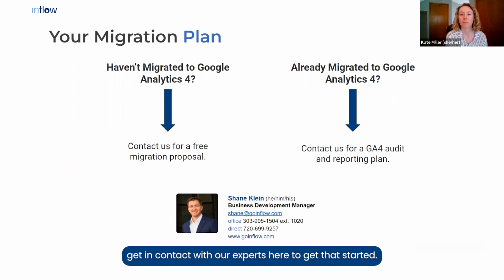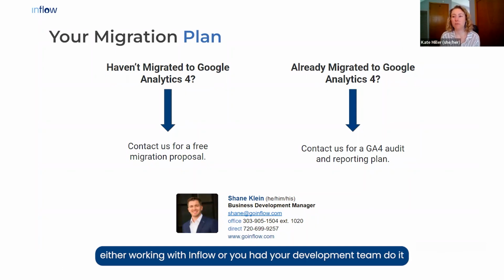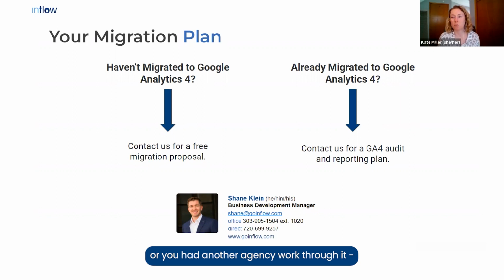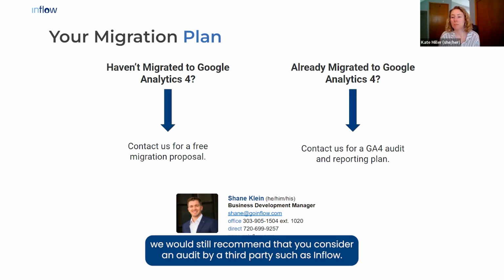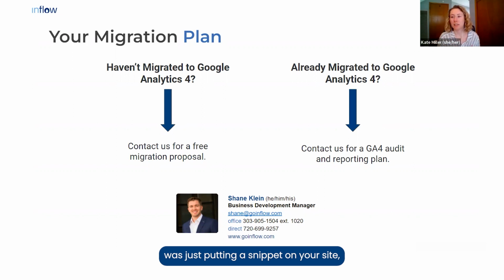On the other side of the coin, if you have already migrated to Google Analytics 4, either working with Inflow, or you had your development team do it, or you had another agency work through it, we would still recommend that you consider an audit by a third party such as Inflow, because in Universal Analytics, 80% of the platform and how it worked was just putting a snippet on your site, and 20% of it was going in and customizing it and making it work for you.